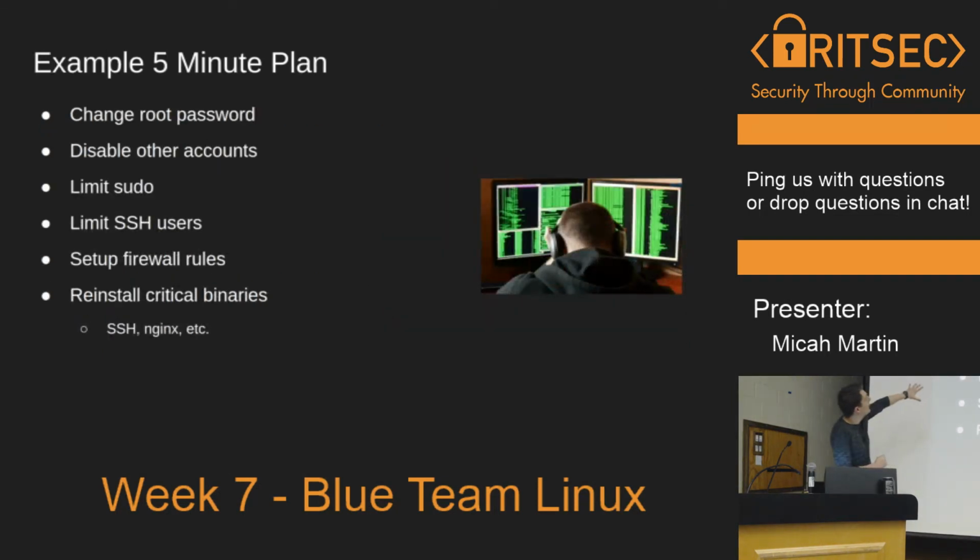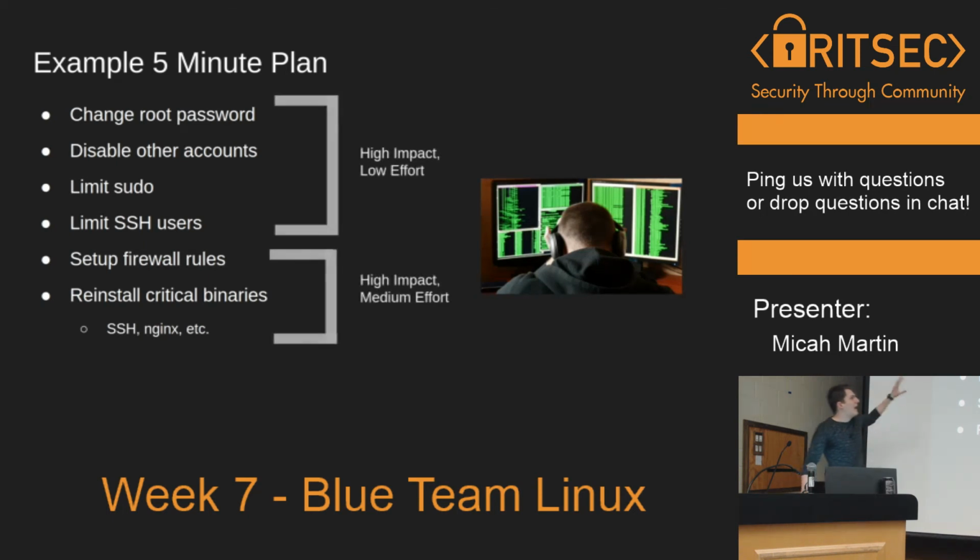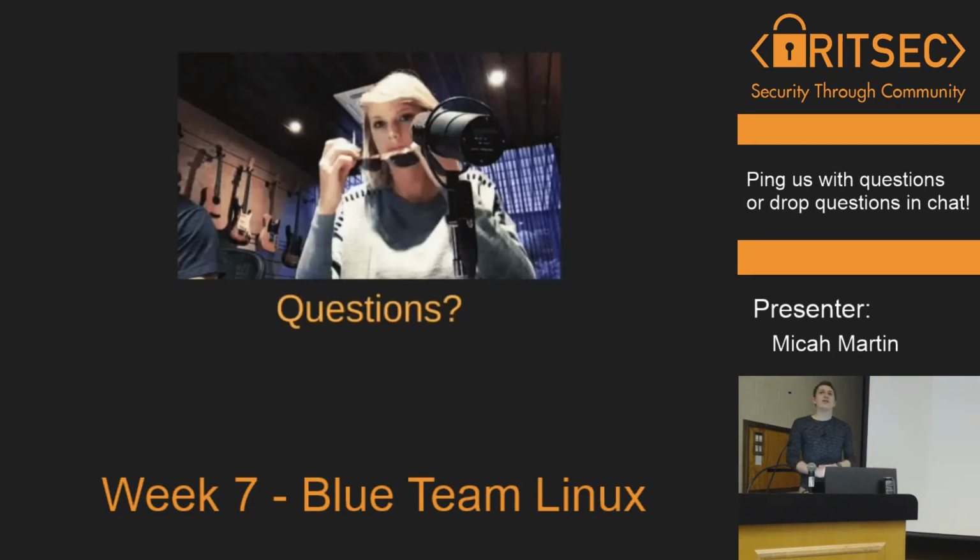So again, here's an example of what goes in there. Change your password, disable accounts, limit sudo, SSH, firewall rules, reinstall binaries. Just put the commands for all this in there so you can just go down as you go right in the very beginning. Again, high impact, low effort. It's one line to change your password, but that can stop red team in their tracks if they haven't done anything yet. So just go back and take all these commands and stack them in there, practice it out. So yeah, any questions?